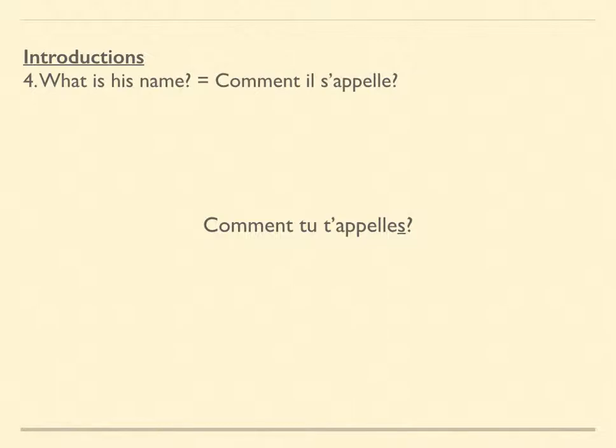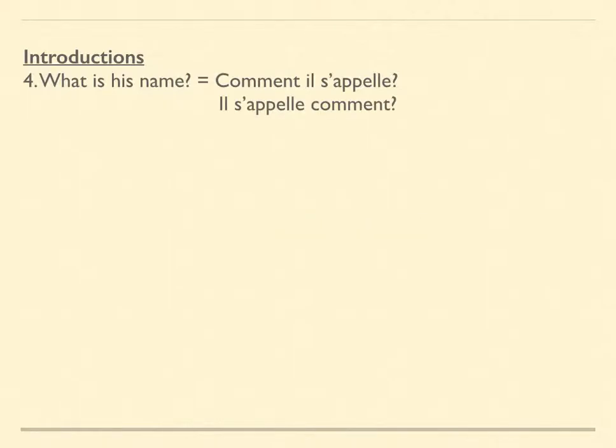Anytime we have a sentence with tu, the verb will always end in S in the present tense. Any sentence with an il or an elle, which we'll see in just a minute, the she, it will never end in an S, even though they sound the exact same, since we don't pronounce final S's anyway.